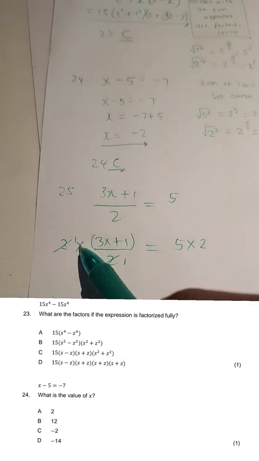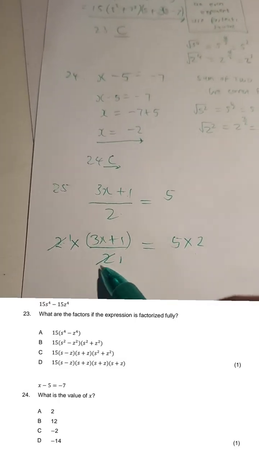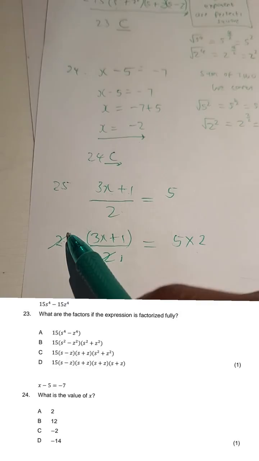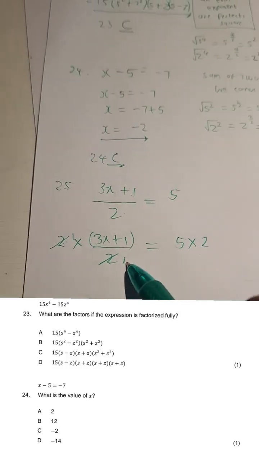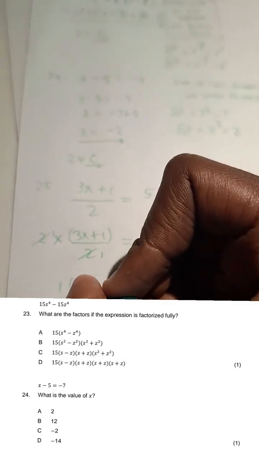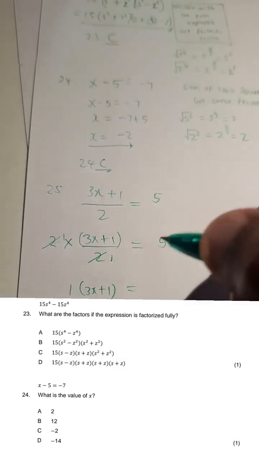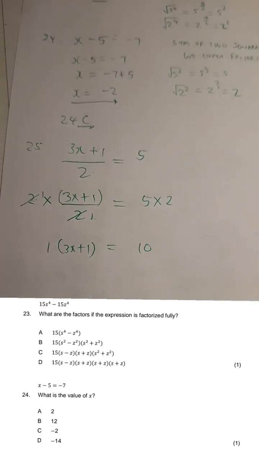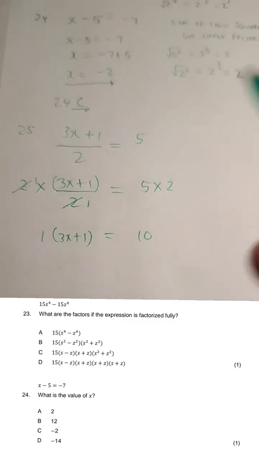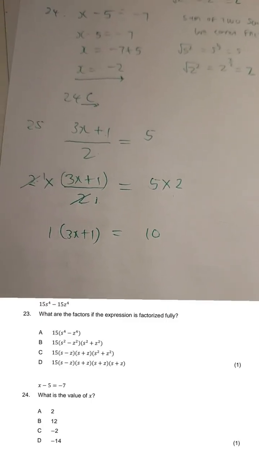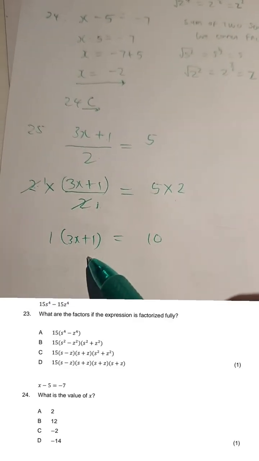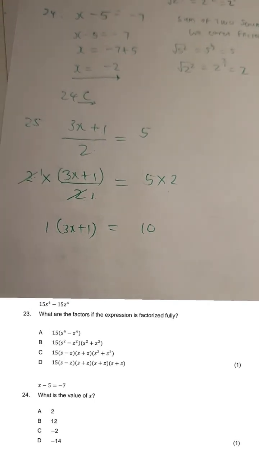2 divided by 2 will give us 1, thus eliminating the denominator, which is 2. So we have 1 in the numerator, we have 1 in the denominator. That leaves us with 1 into 3x plus 1, which is equal to 10. Remember that 1 in the denominator, guys, does not really hold any significance. Even if we did not write it down, we know it is there.